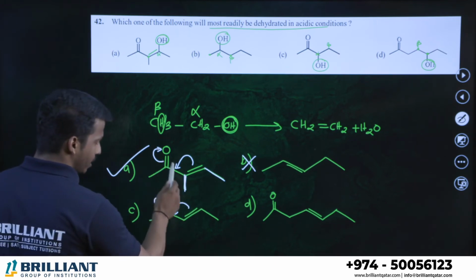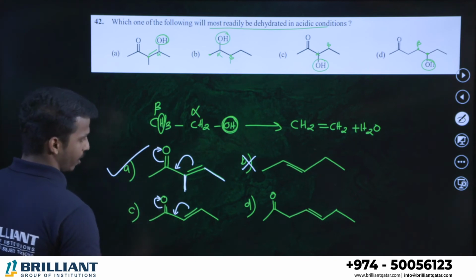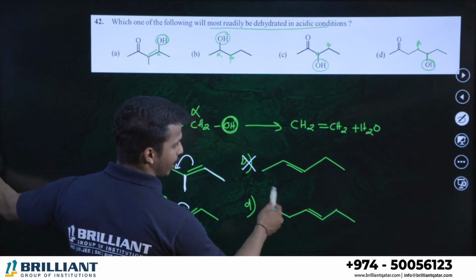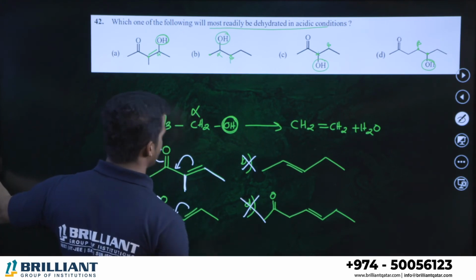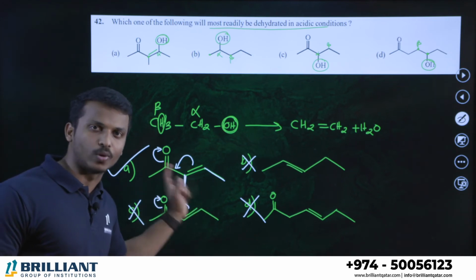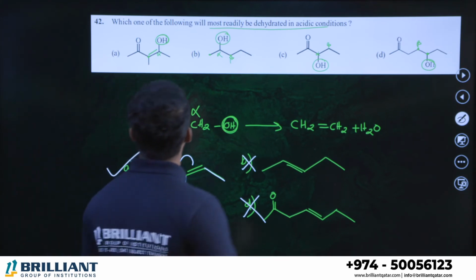But when you compare options A and C, this is the most substituted alkene. According to Zaitsev rule, this is the most important, the major product. So this is also not there. Option D, this double bond is not in conjugation with this pi bond, cannot make any resonance. So option A, the compound can give the most stable alkene, so it will undergo reaction faster. Option A is the answer.